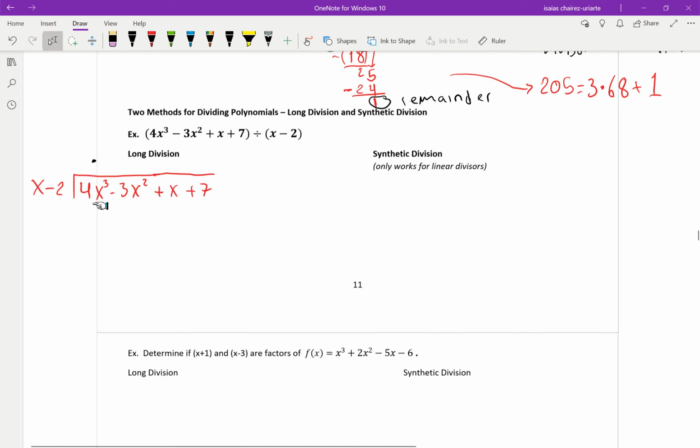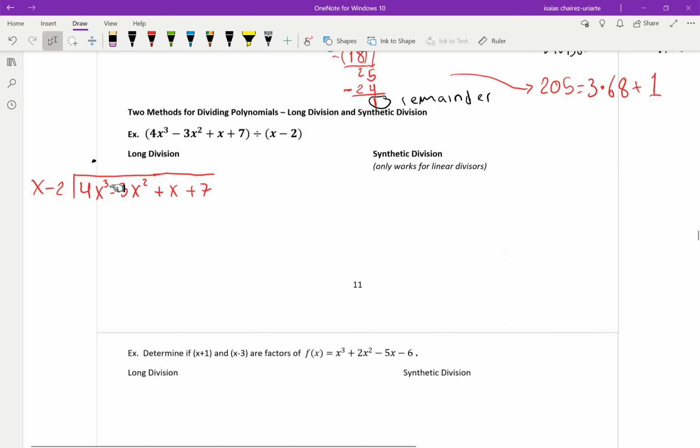And by the way, notice that I have written the dividend in descending order: 4x to the third minus 3x squared plus x plus 7. Always write your dividend and your divisor in descending order. Also, let's say you were missing the quadratic term, so you had x cubed and then jumped directly to x, you should fill in the x squared term with a 0. Likewise, if you're missing the linear term, say 4x cubed minus 3x squared plus 7, fill in the x term with a 0 and write things in descending order. Do that anytime you're setting up your long division.